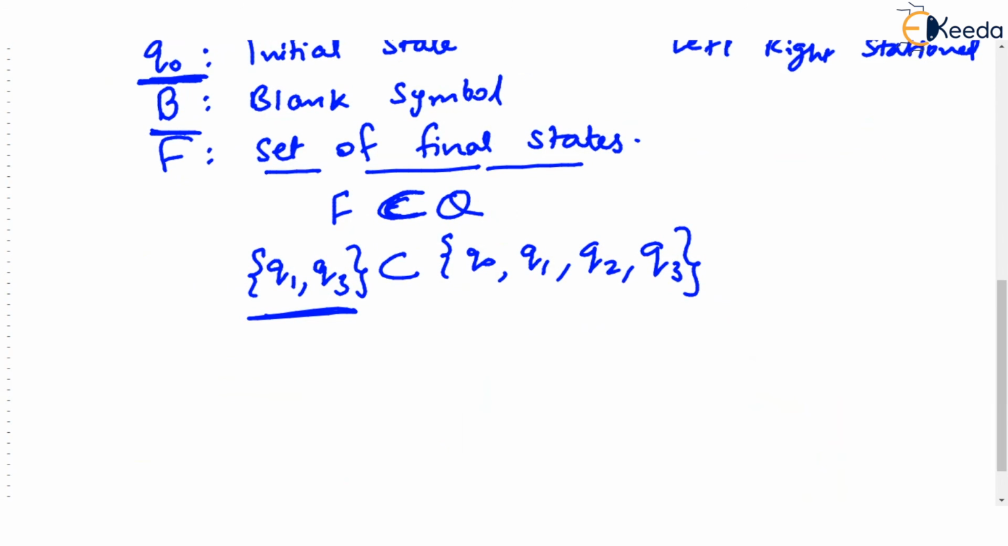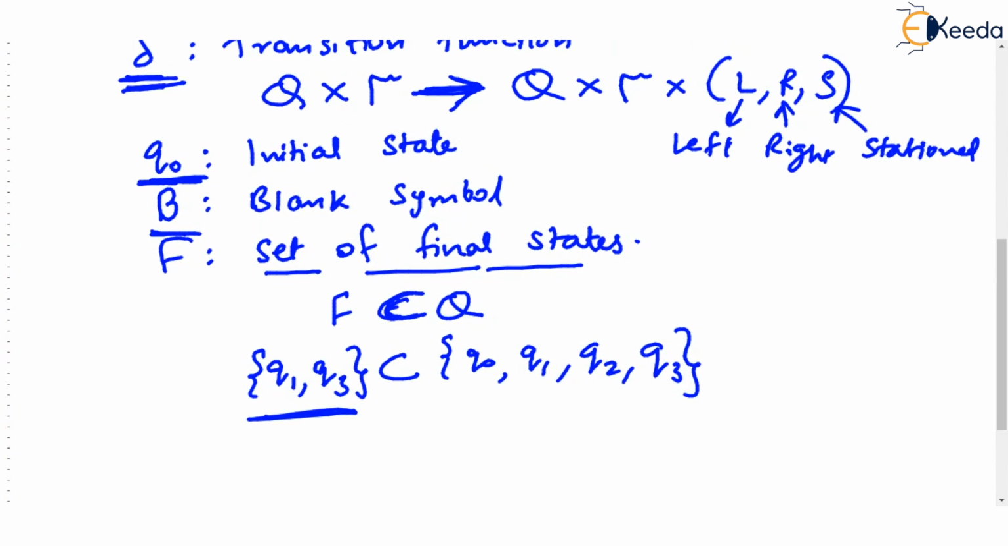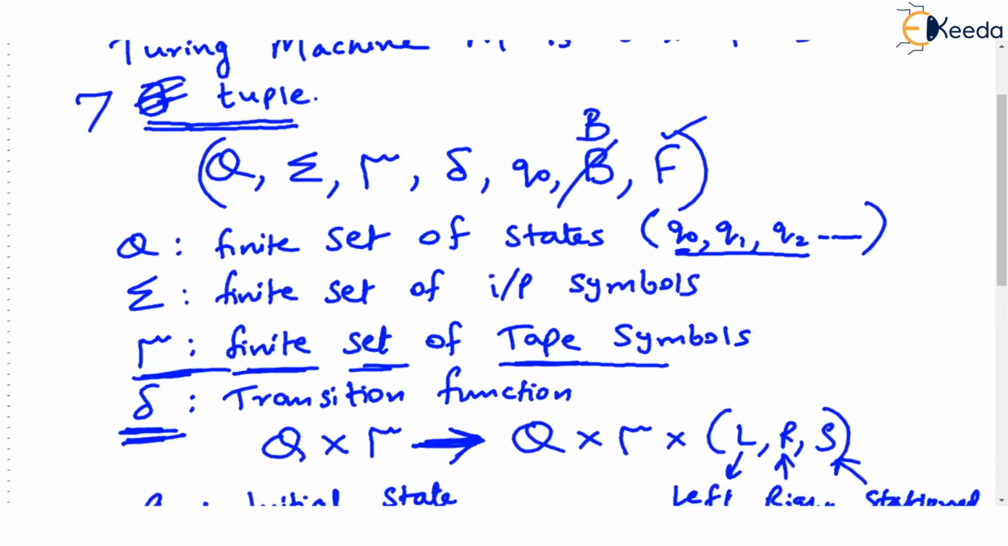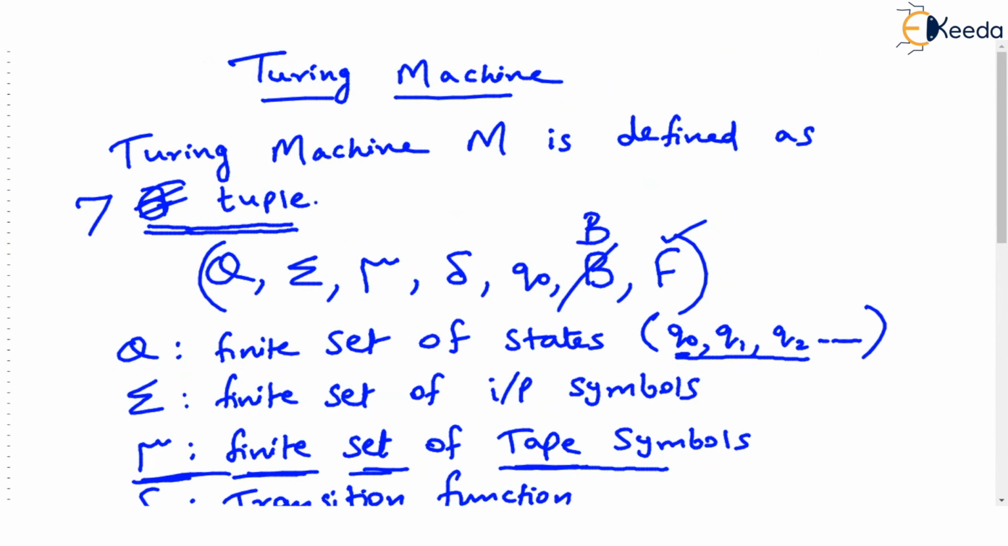Okay. Now, how do you understand this? What is the working? How do these 7 things together contribute to the working of the Turing machine? That will be seen in the next video.